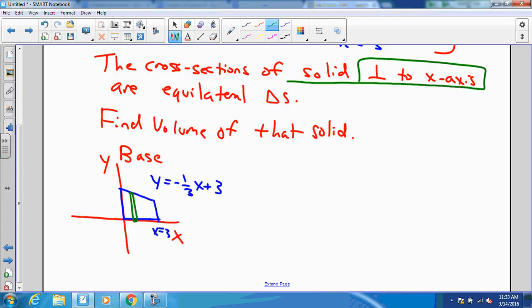So all that this diagram shows us is the base and one representative cross-section, just the bottom of it. That's how big it is, and that's how wide it is. That's exactly right. And what's going to happen is this cross-section right here somehow is going to be an equilateral triangle coming out of the board.